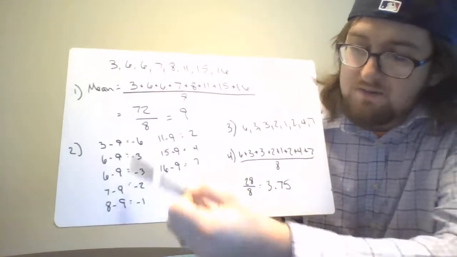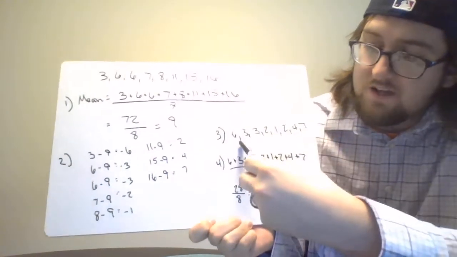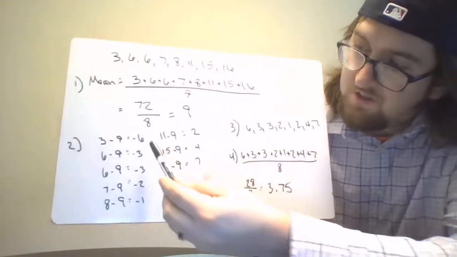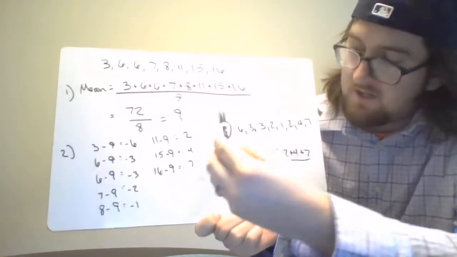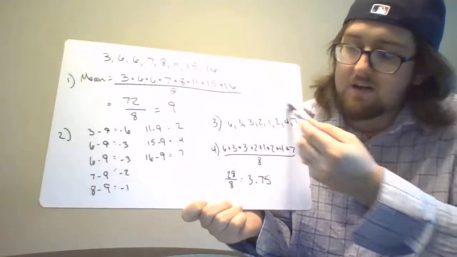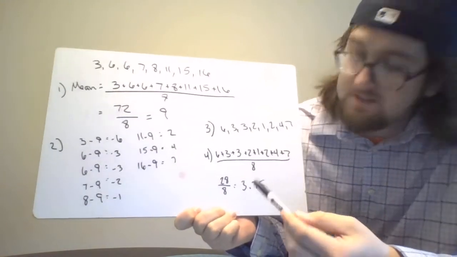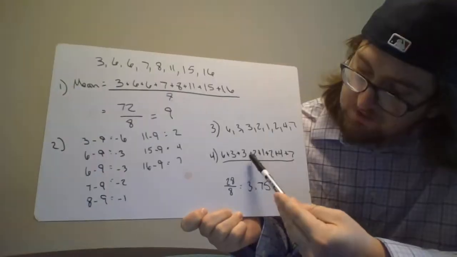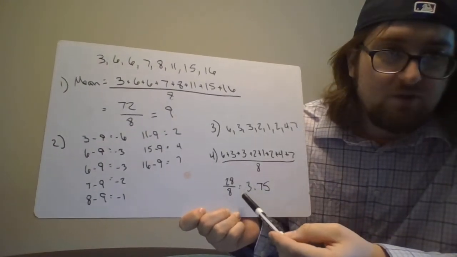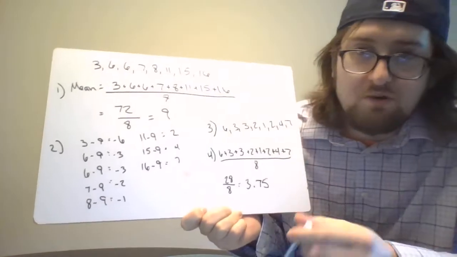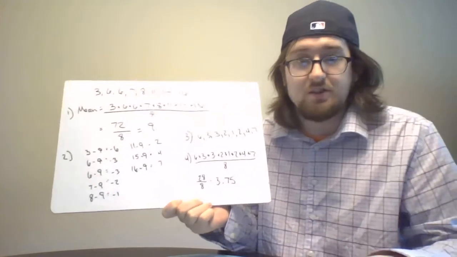As you can see, there were some negatives here. So step 3, all I did was take the negatives off. This was -6, now it's +6. -3, now it's +3. And then for step 4, we find the mean of these positive differences. 6 plus 3 plus 3 plus 2 plus 1 plus 2 plus 4 plus 7. That's 28. We're going to divide that by 8, and that equals 3.75. Again, round to the nearest hundredth.